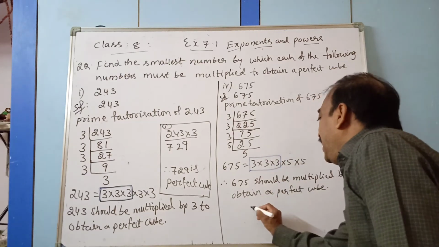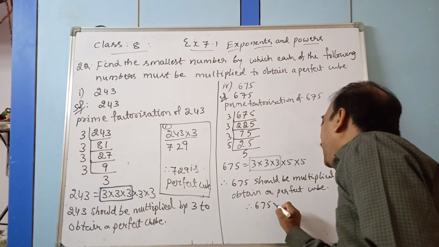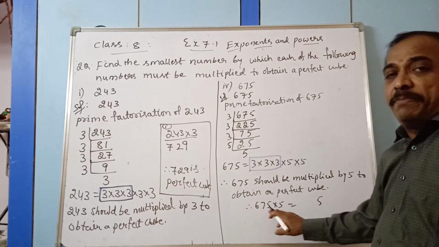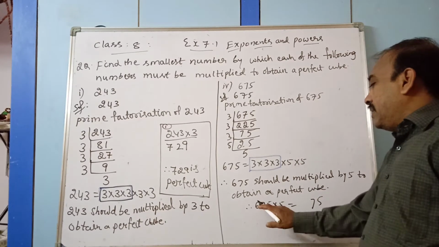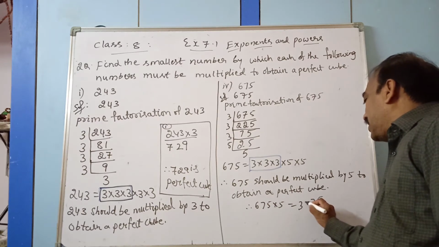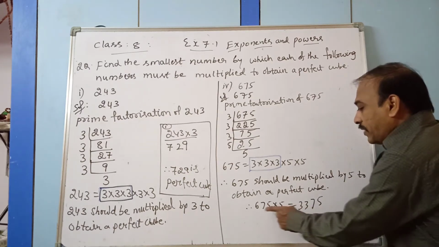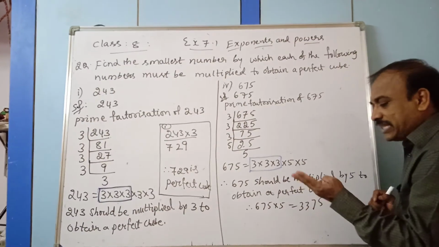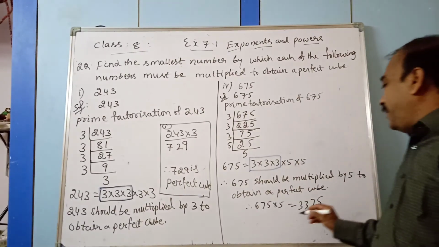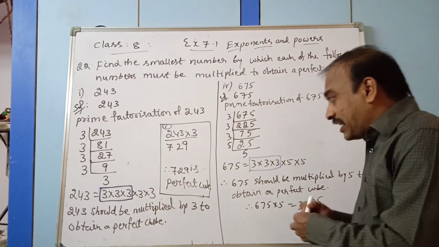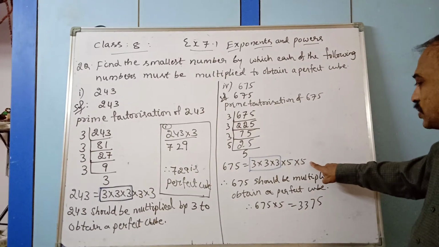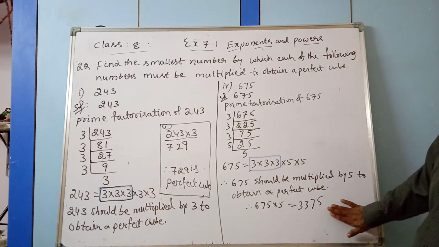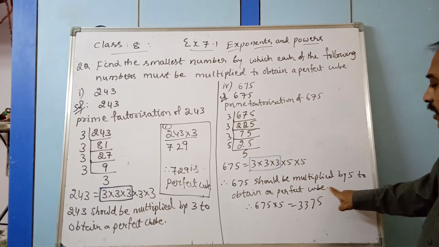So now if you multiply, 675 into 5 is equal to, 5 5s are 25, 5 7s are 35 plus 2 is 37, 5 6s are 30, 30 plus 3 is 33. So this is a perfect cube, but he is not asking us to find this number. He is asking us which number is required to multiply. We are multiplying just for our understanding. Is it clear? Up to here only the solution.